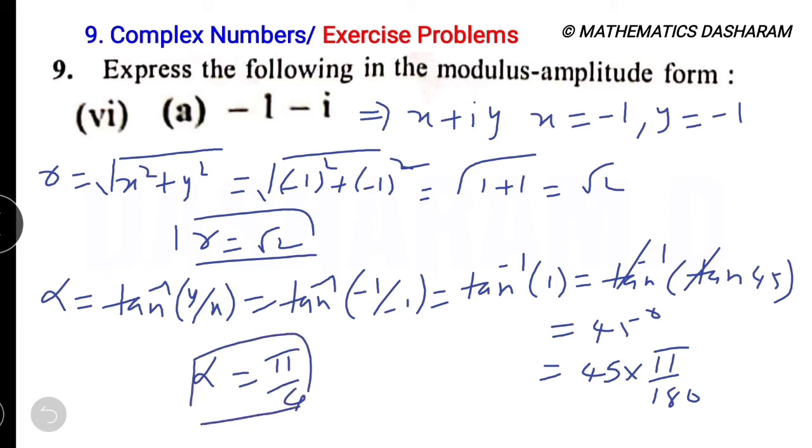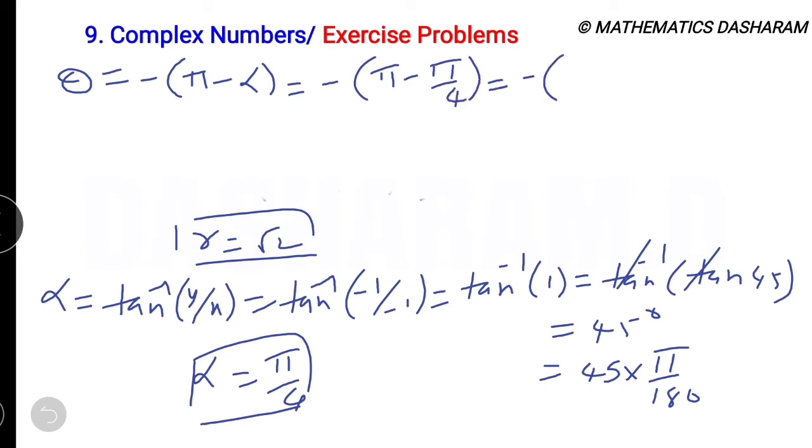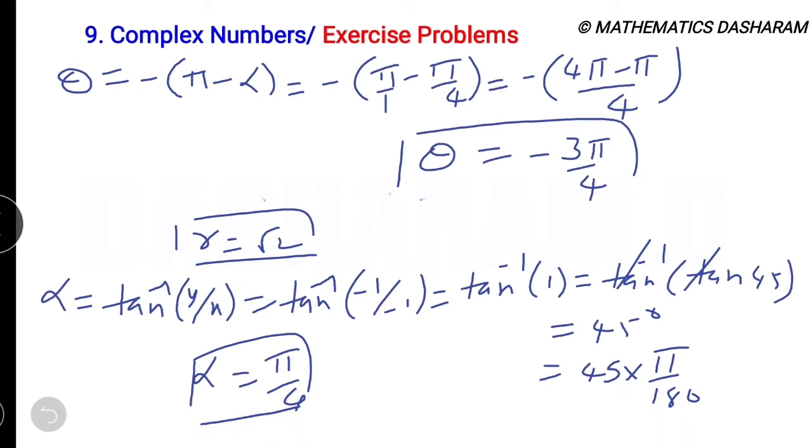But we need amplitude, meaning theta value. So then theta equals minus of pi minus alpha. So minus of pi minus alpha value pi by 4. So minus of pi minus pi by 4 is 4 pi minus pi divided by 4. Then it is equal to minus 3 pi by 4. So the theta value is minus 3 pi by 4.